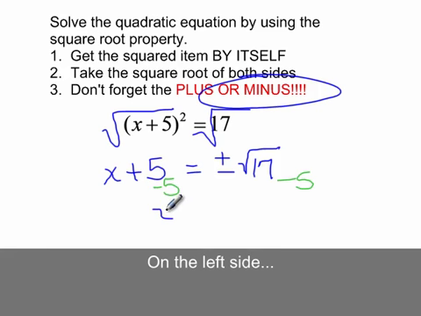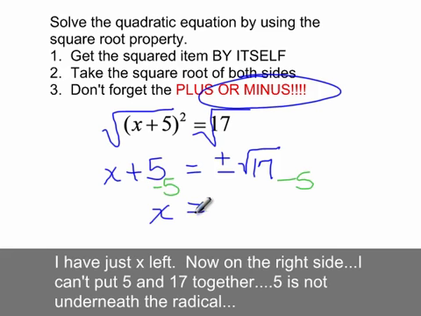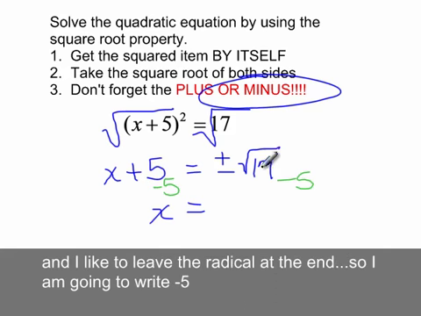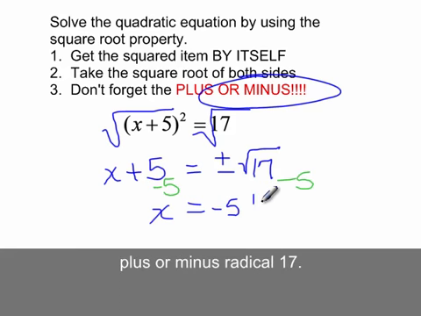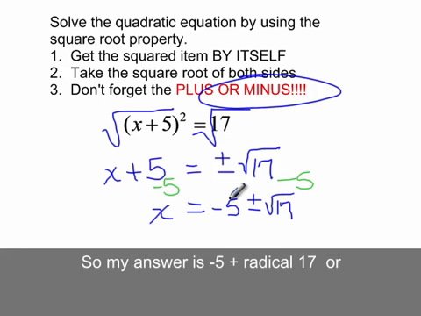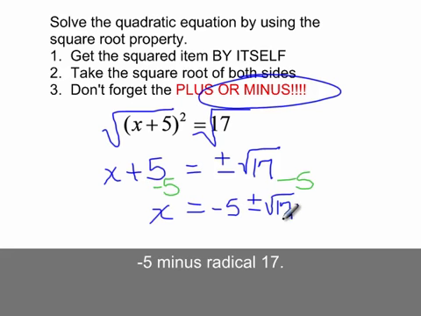On the left side, I have just x left. Now on the right side, I can't put 5 and 17 together. 5 is not underneath the radical. And I like to leave the radical at the end. So I'm going to write negative 5 plus or minus radical 17. So my answer is negative 5 plus radical 17 or negative 5 minus radical 17.